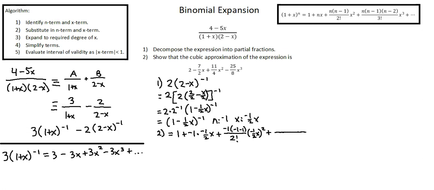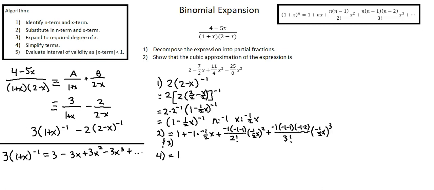plus final term in the denominator 3 factorial. In the numerator, n times n minus 1 times n minus 2, minus 1 times minus 1 minus 1 times minus 1 minus 2, all multiplied by the x term to the power of 3. Again, our x term is negative 1 half x to the power of 3. This is step 2 as well as step 3. We've gone out to the x cubed term. Moving on to step 4, simplify terms.